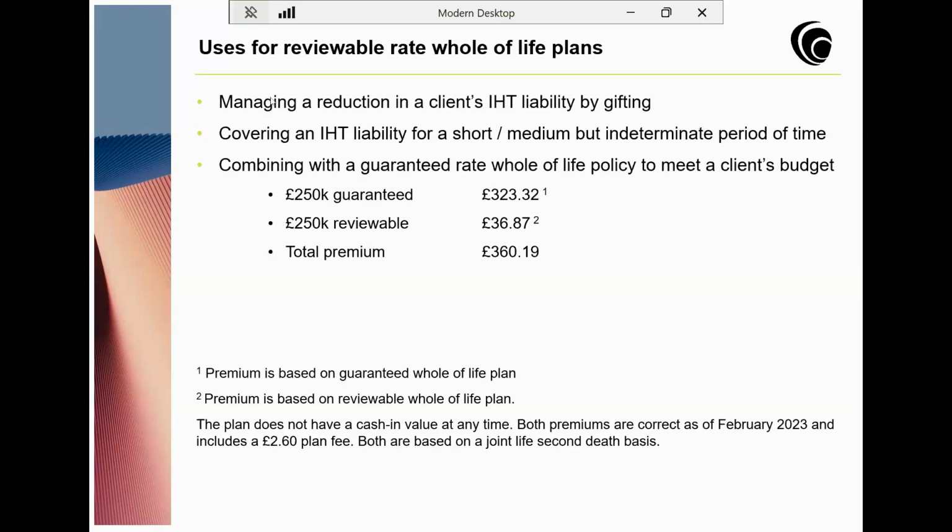So somebody has or is expecting to gift money, then you may use the reviewable for say 250,000, and then the guaranteed policy for the other 250,000, and then you can stop the reviewable policy once the gifts have been made and they're outside the estate, and you're actually covering yourself for a lot less cost.